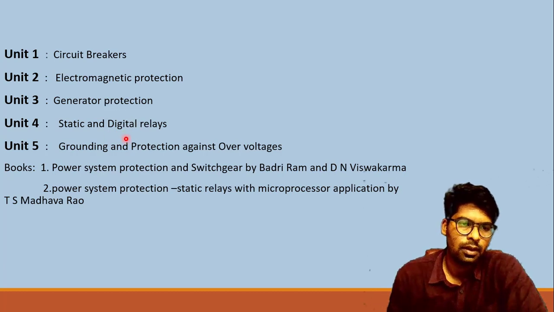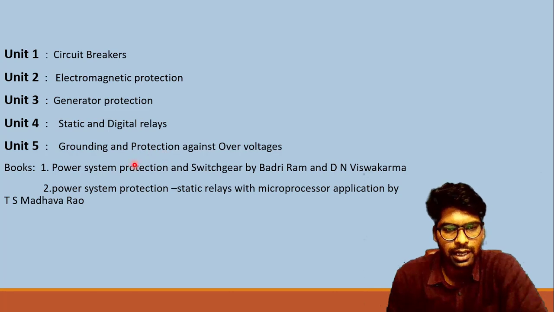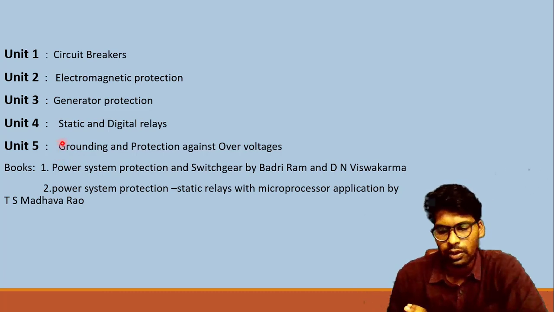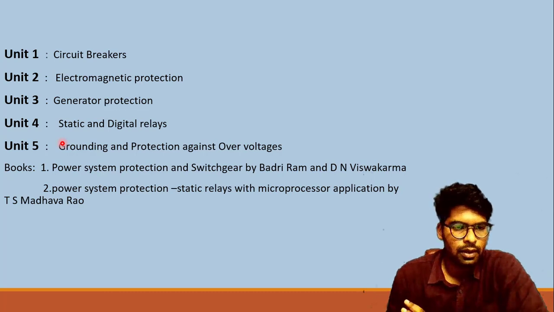In the fifth unit we'll have grounding and protection against over voltages. We'll deal with grounding, grounded and ungrounded neutral systems. The protection against over voltages will be dealt with in unit 5.